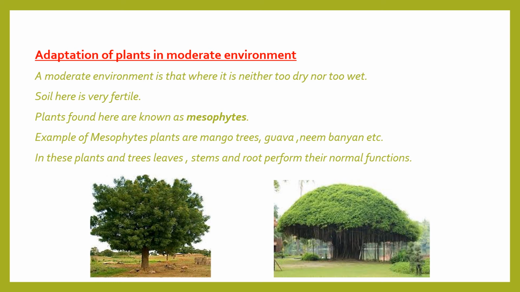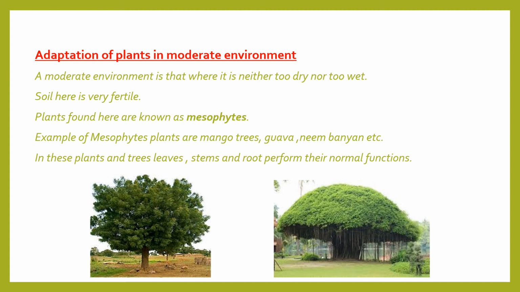Now, adaptation of plants in a moderate environment. A moderate environment is one that is neither too dry nor too wet. The area where we are living is a moderate environment. Why? Because of these characteristics: it is neither too dry nor too wet, and second, the soil here is very fertile.